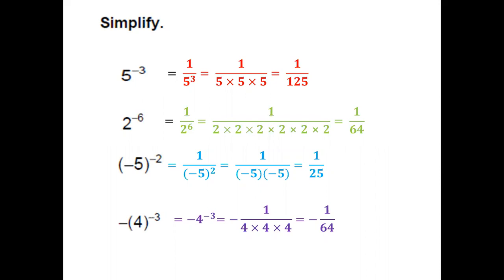Okay, so this is the first question. We have 5 to the power of negative 3. As we know, if the exponent is negative, we will write it in fractional form. Now keep in mind, only if the exponent is negative will we write it in fractional form. If the exponent is not negative, for example 5 to the power of 3, you will just multiply 5 three times, so that will give you 125, not 1 over 125.